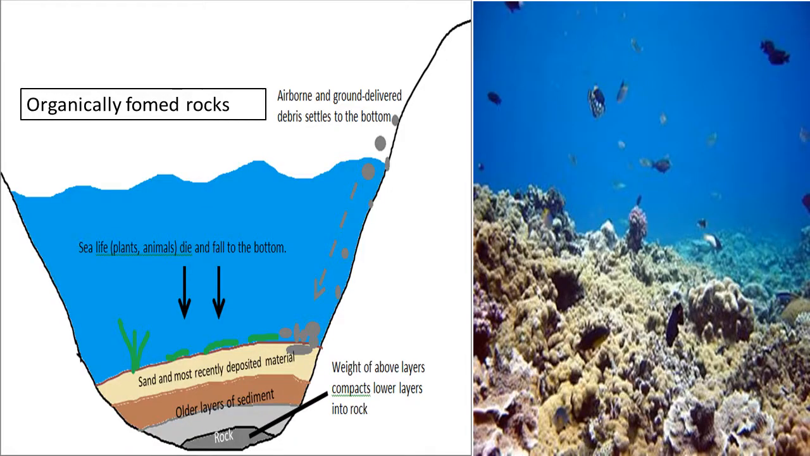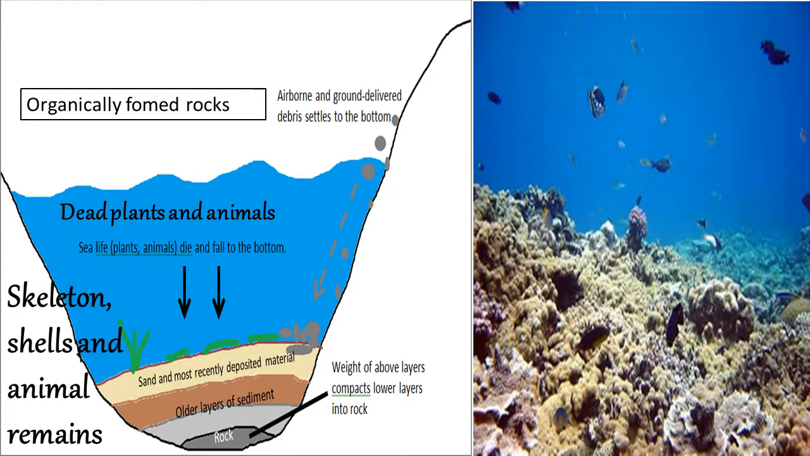Next is organically formed sedimentary rocks. The organic sediments are derived from the decomposition of plants and animals. They contain large quantities of lime. Limestone is formed by skeletons, shells, and animal remains. These materials, after being settled down, are compacted and cemented to form organic sedimentary rocks. The main examples are limestone, corals, etc.